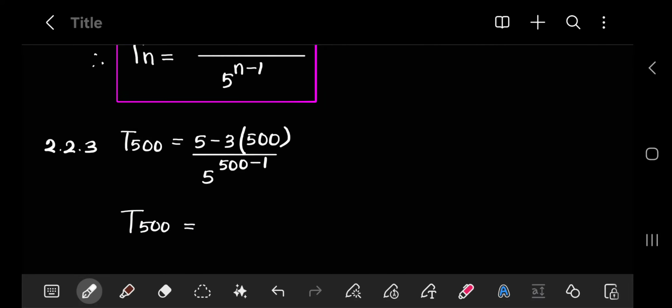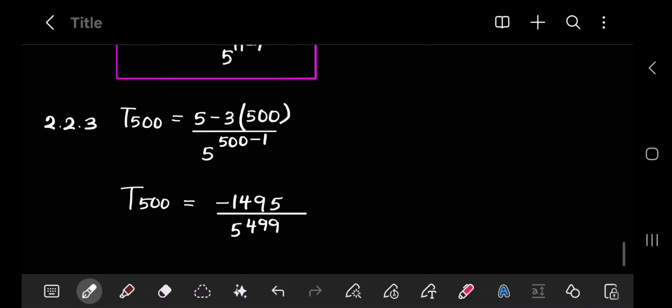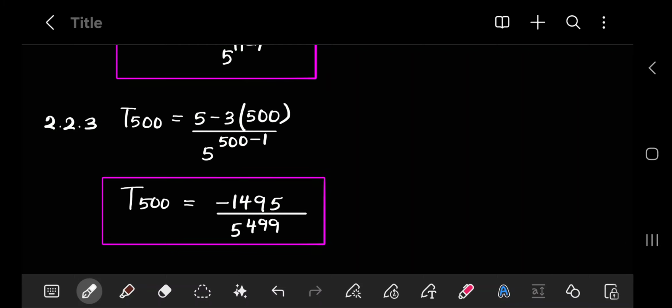So solving the numerator gives you -1495. And in your denominator, that is going to end up being 5 to the power 499. Now you guys will notice that if you put that on your calculator, you get an error. That error does not mean that it's undefined. It just means that the value is too large for your calculator to compute. So we're just going to write that as 5 to the power 499. So that would be it.